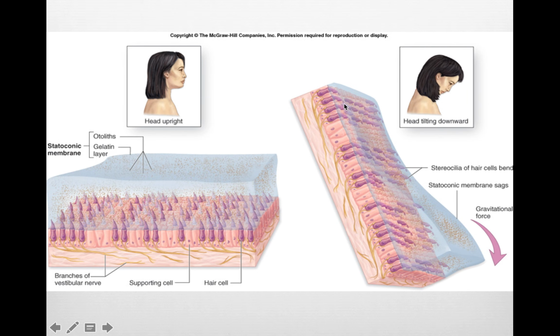These hair cells actually begin to fold forward as well. And that response, this stimulus, is going to be interpreted by our brain as our body or our head tilting downward and forward, and then we have to do something about that, potentially.